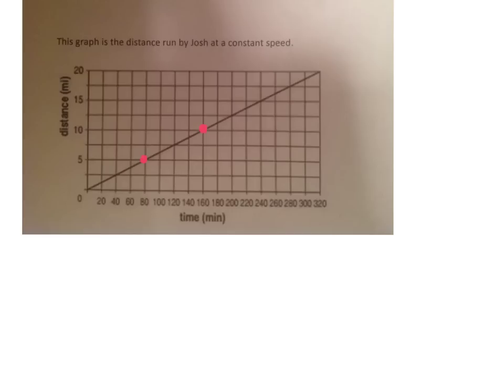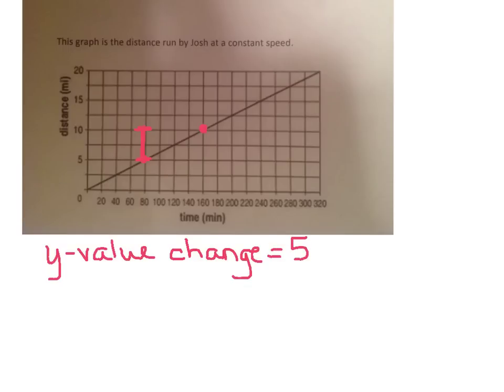Once I have found my 2 nice points, I'm going to find my change in my y values. So that's from this distance here. I go from a distance of 5 to a distance of 10. That is a y value change of 5. So my y value change, or the change in my y, is 5. If I want to find the x value, that's this blue line, and it goes from 80 to 160. So my x value change is equal to 80.